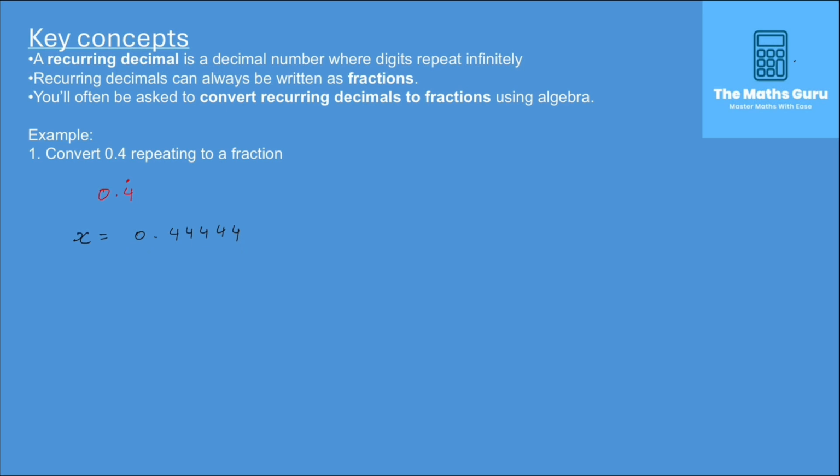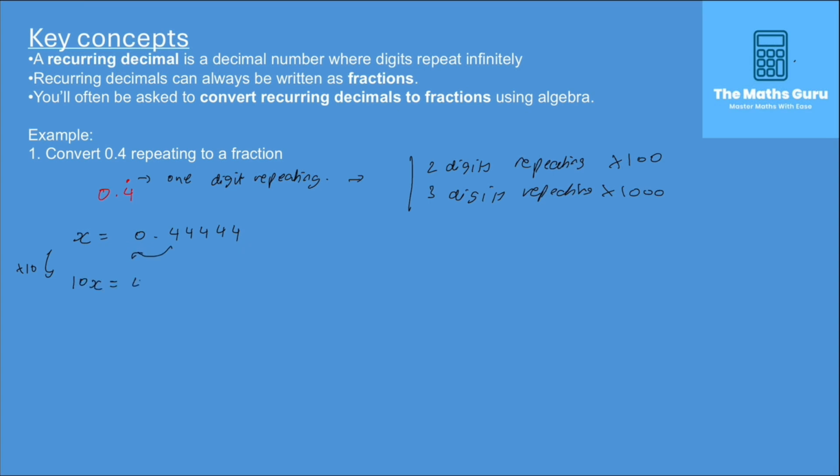We then look at the number of repeats. This is one digit repeating. Therefore, we times x by 10. For example, if we had two digits repeating, we would times by 100. Three digits repeating, and we times by 1000. There we go. So then we have 10x is equal to 4.4444.